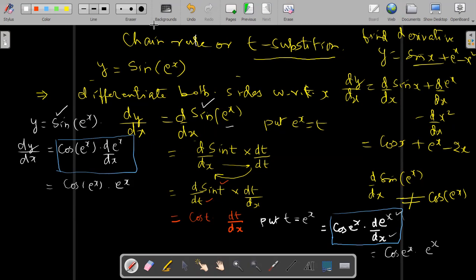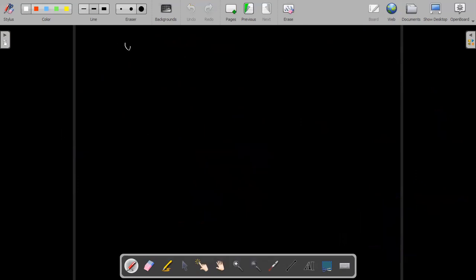I will take 3 functions now. Suppose you have a function inside a function inside a function, 3 functions in composite. You should check which is the outermost function. Okay, I'll take the same example, then I will go to the other example. e to the power cos x.